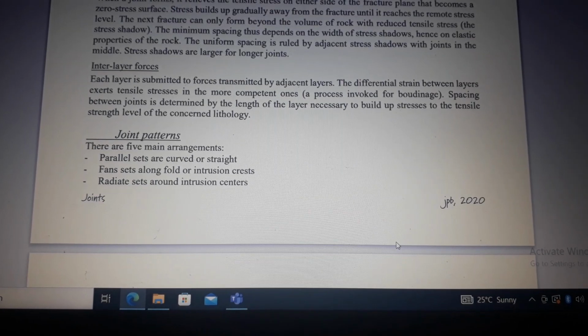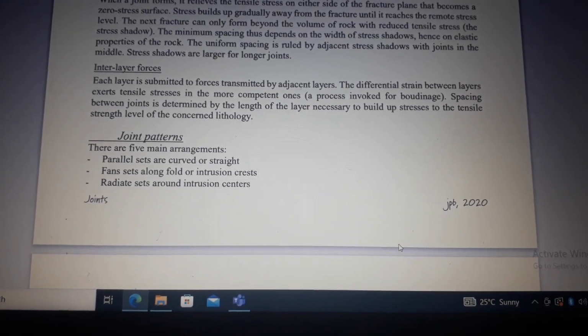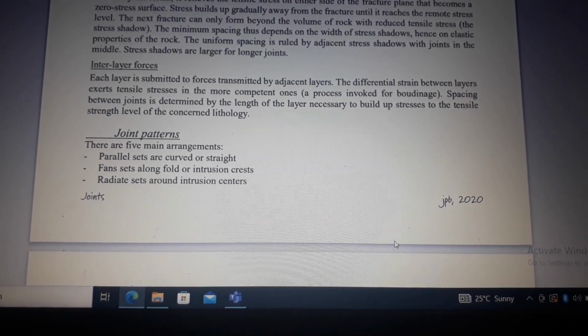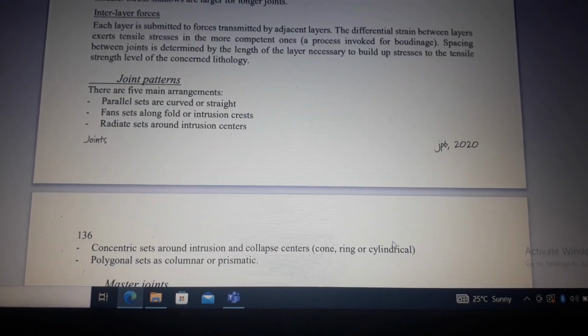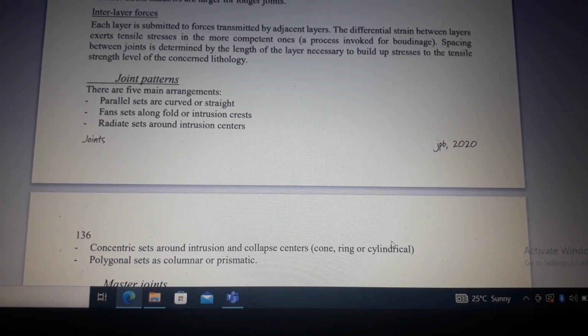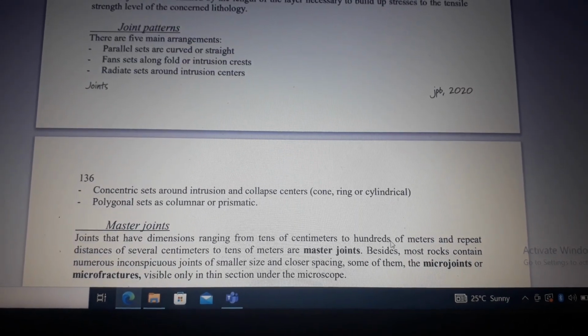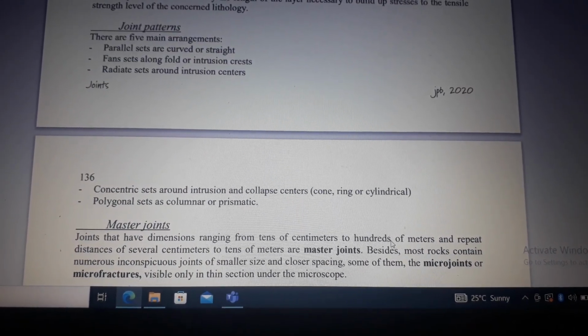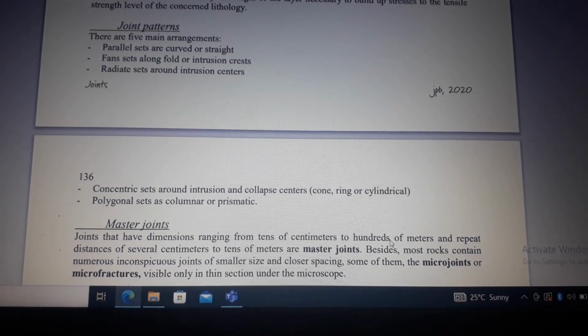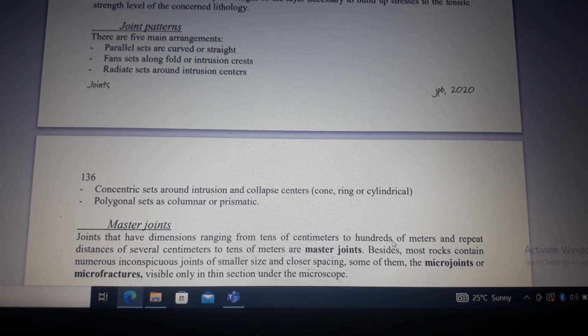Joint patterns. There are 5 main patterns. Parallel sets are curved or straight. Fan sets are along folds or intrusion crests. Radiate sets are around intrusion centers. Concentric sets are around intrusion and collapse centers: cone, ring, or cylindrical. Polygonal sets are columnar or prismatic.